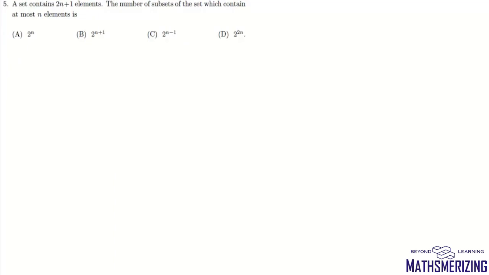Now question number 5 is, a set A contains 2n plus 1 elements. Now the number of subsets of the set which contain at most n elements is. So either it can have 0 elements, so it can have 2n plus 1 C0, or 2n plus 1 C1, and it goes up to 2n plus 1 Cn. Now we need to find the sum of this series.